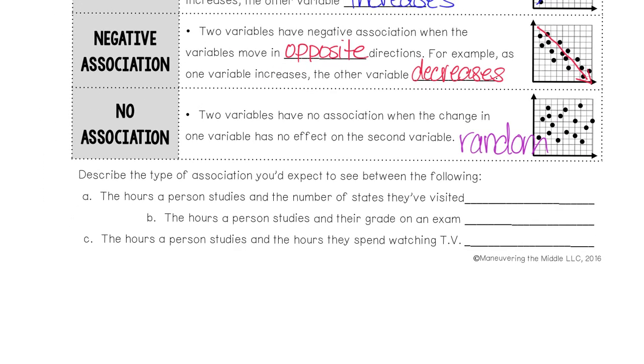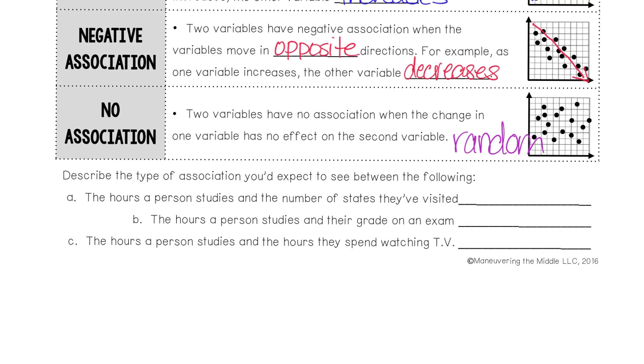So let's look down here at the bottom, and let's decide if it's positive, negative, or no association. So the hours a person studies and the number of states they visited. So they're studying, right? Does that mean the number of states they visit is going to go up or down? Or is it random? Think about that. Somebody's studying. Does the number of states matter at all? No. So because you're telling me no, then that means we have what type of association? No association.